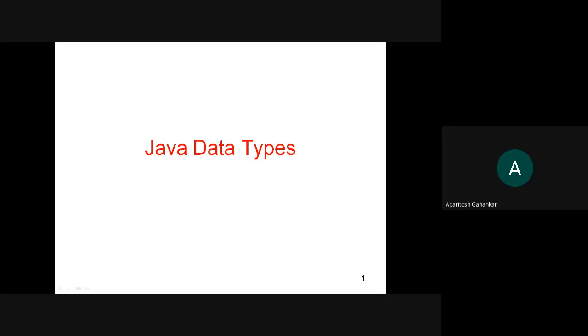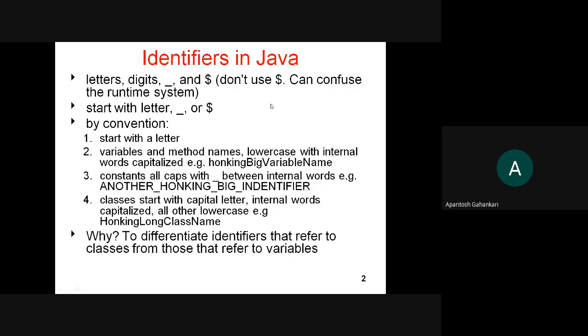We are going to see over here Java data types. What are the Java data types and how they are different from other languages. So just briefly, yesterday only we have discussed all these things, that an identifier in Java can start with underscore or dollar, and these are the standard conventions that the variable or method name should start with the lowercase.